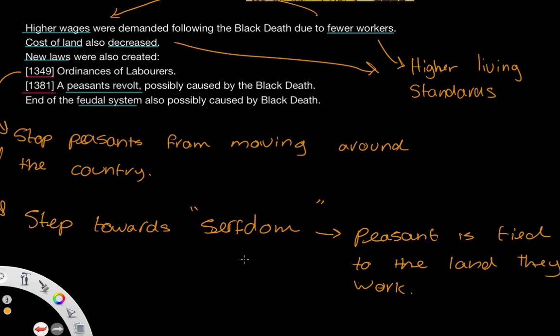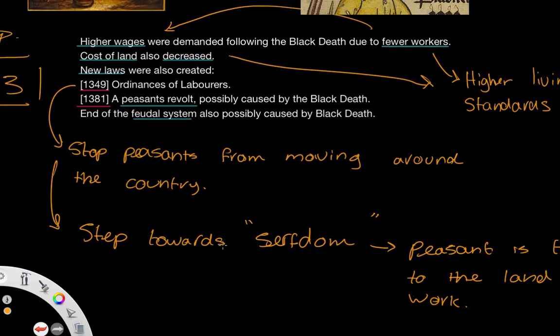Obviously, in the UK and in England, this didn't actually come to fruition. But the groundworks behind it, trying to stop peasants from moving around the country to keep them towards their land, was an almost pseudo serfdom, where it was sort of like the stages towards serfdom.